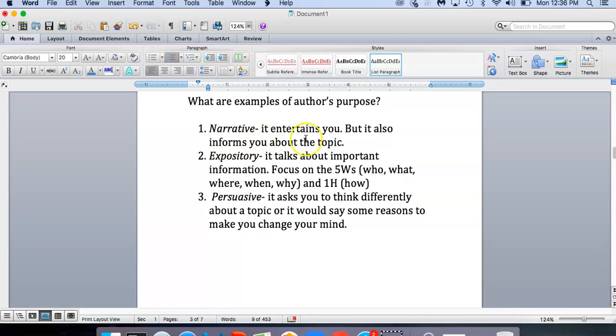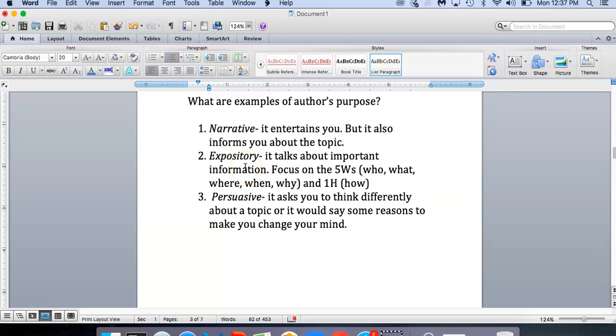So narrative, it entertains you, but it also informs you about the topic, okay? So an example of this is if you are reading a newspaper and you go to the sports section, when they are talking about basketball, like who won the game, okay, that is a narrative because it informs you about the topic. But if it's something that is interesting to you because you like sports, then not only does it inform you about the topic, but it entertains you. Okay, so that would be an example of that.